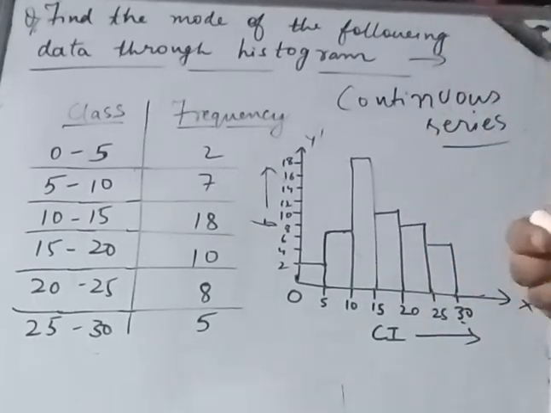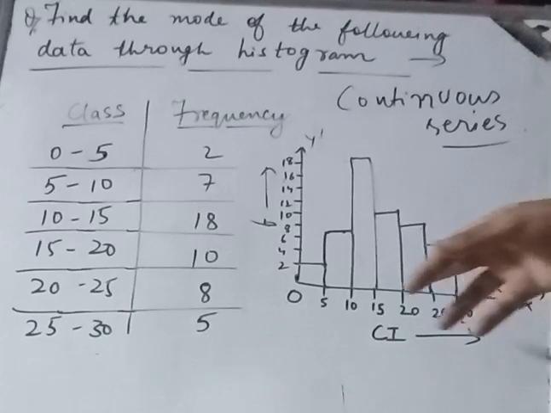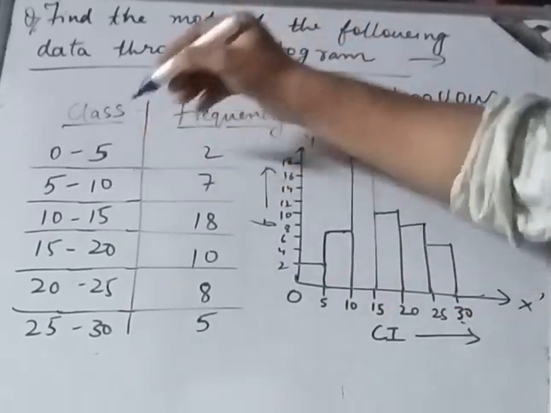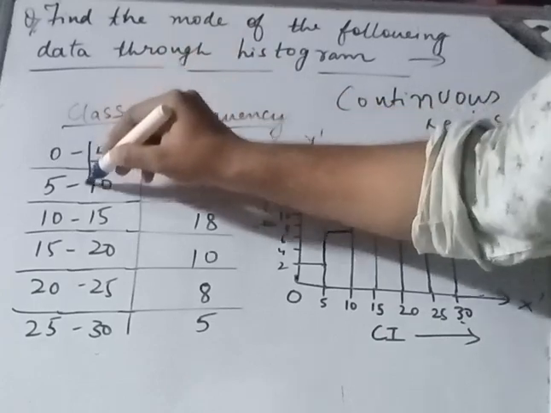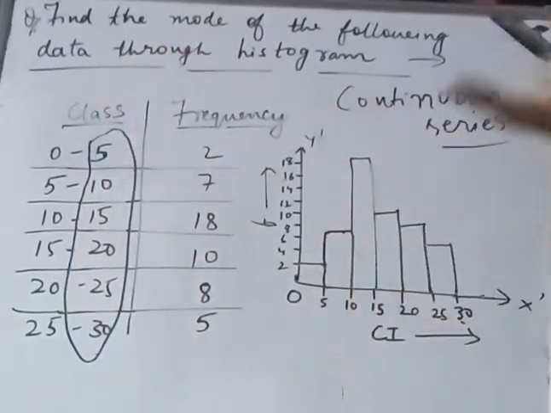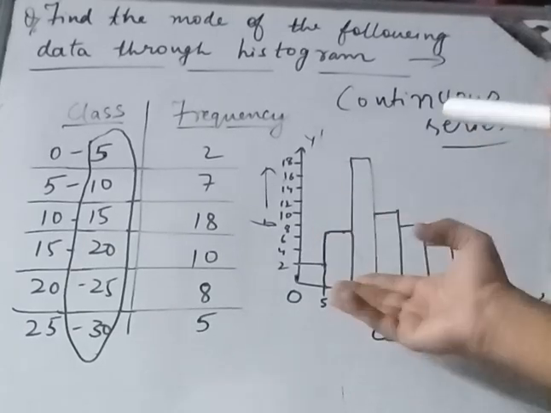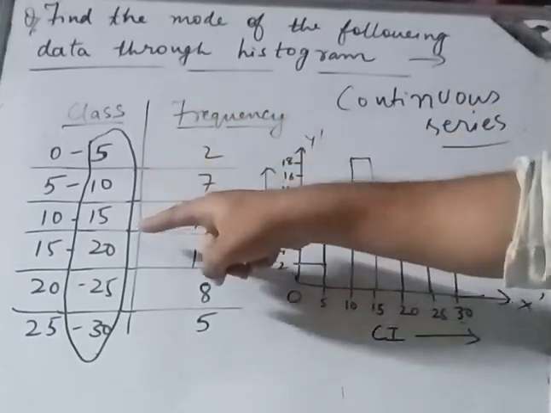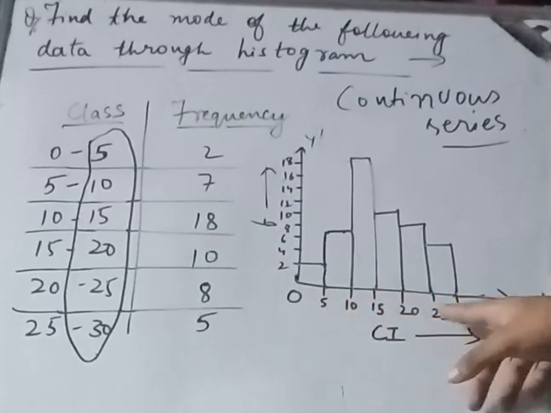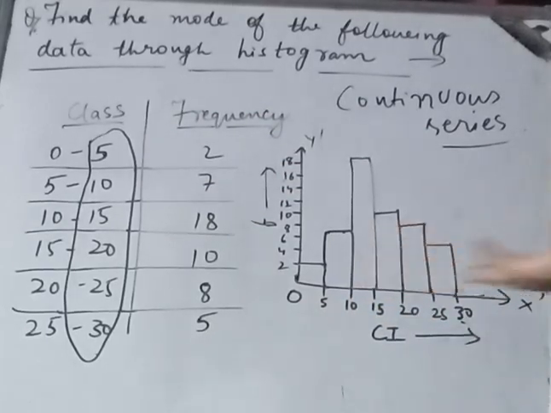Now over the x-axis you have to take the class interval, but the upper limits of the class interval, all the upper limits. 0 will be there because 0 is the origin, but after 0: 5, 10, 15, 20, 25, 30. As you can see, 0, 5, 10, 15, 20, 25 and 30 is the class interval which we have taken.